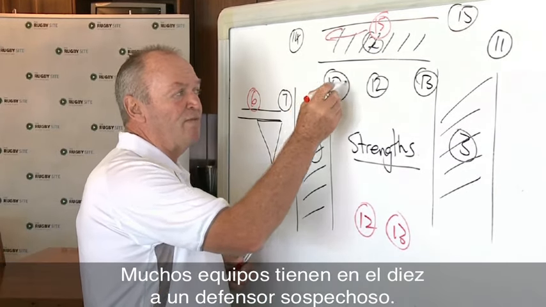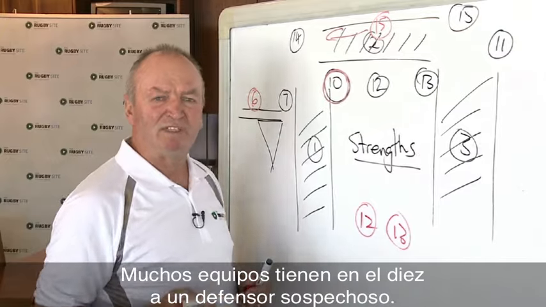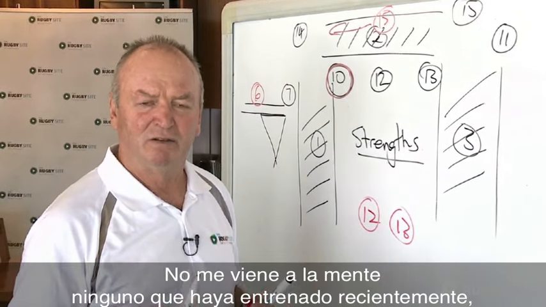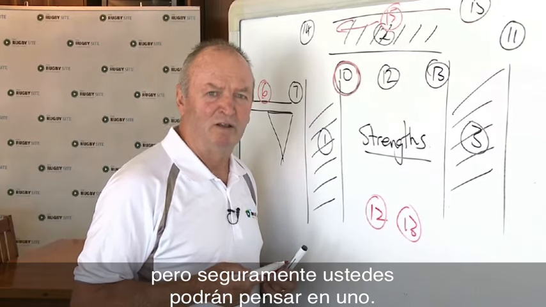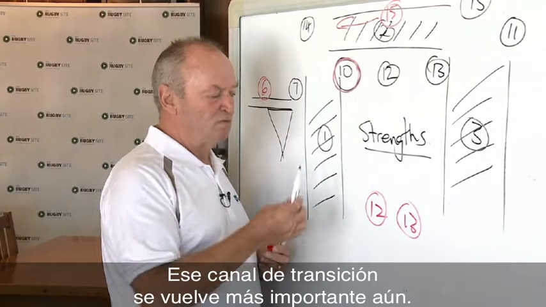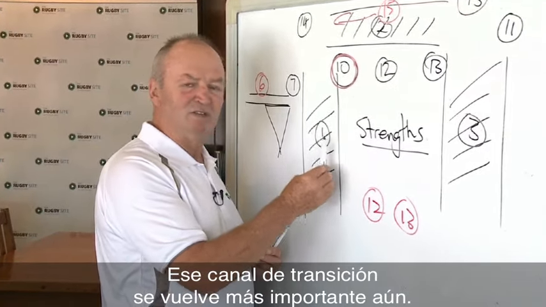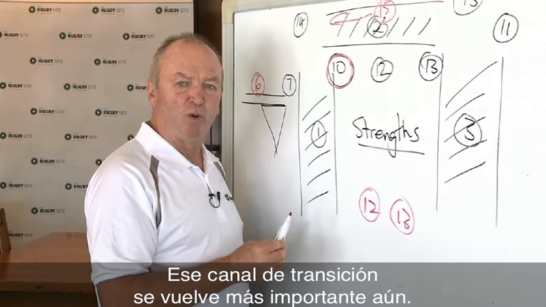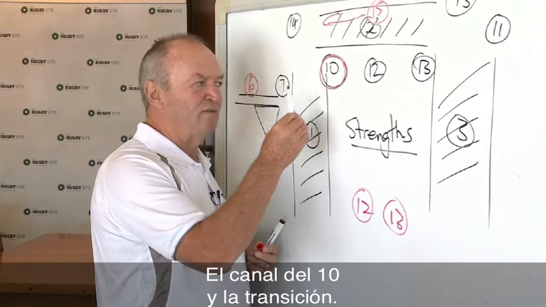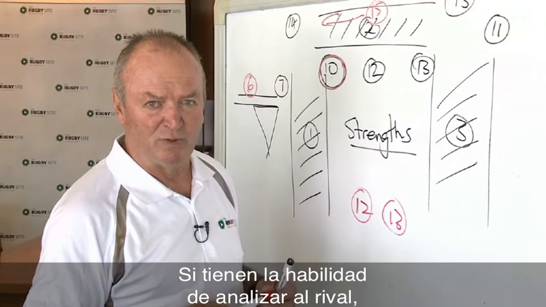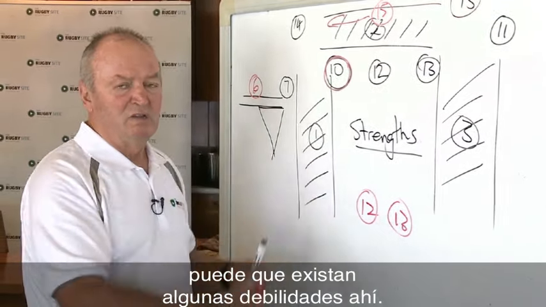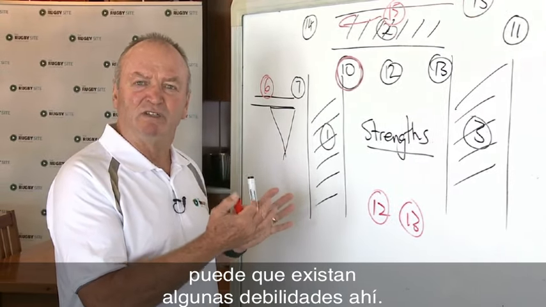Now, a lot of teams have a suspect defender at 10. I can't think of one just offhand, but you will be able to think of one. A suspect defender, so that exploits that transition channel, becomes even more important. The channel of 10 and the transition. So if you have got the ability to analyse the opposition, you know, there may be some weaknesses there.